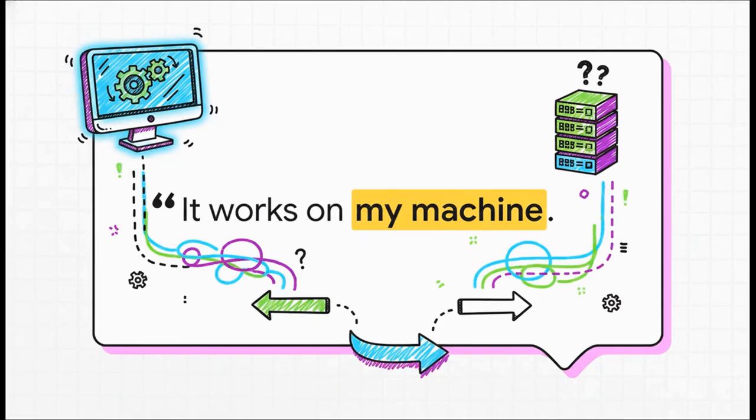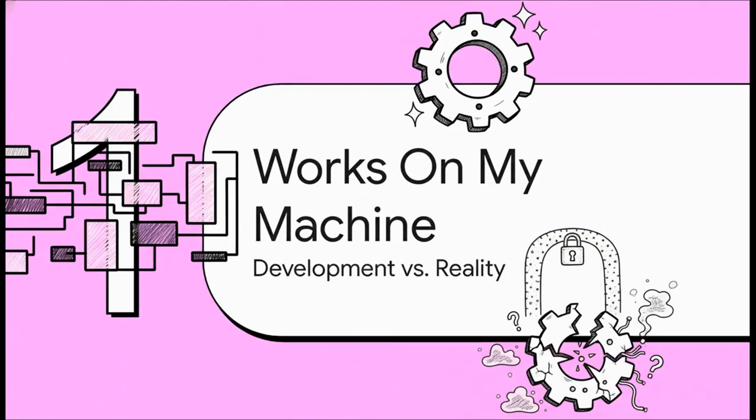Oh, yes, the classic. The phrase every developer has said and every developer has heard. It's basically code for there's a massive gap between what I thought would happen and what's actually happening. This little phrase, it's the key to this whole mystery. Okay, let's just dive right in.